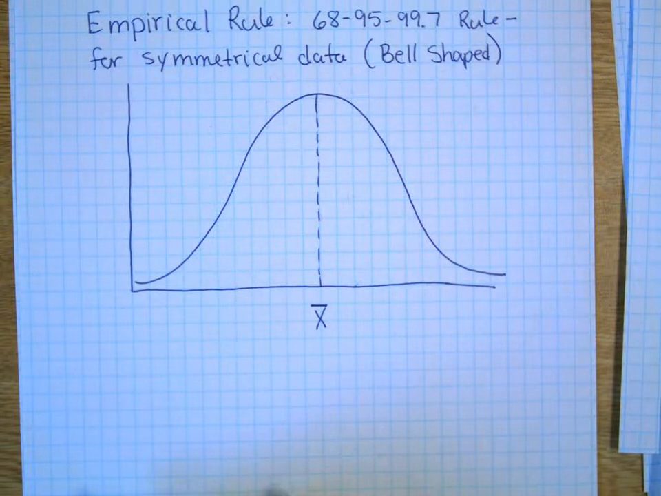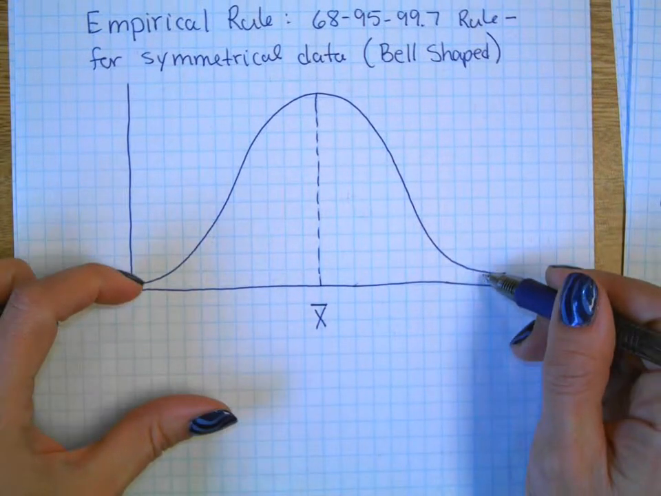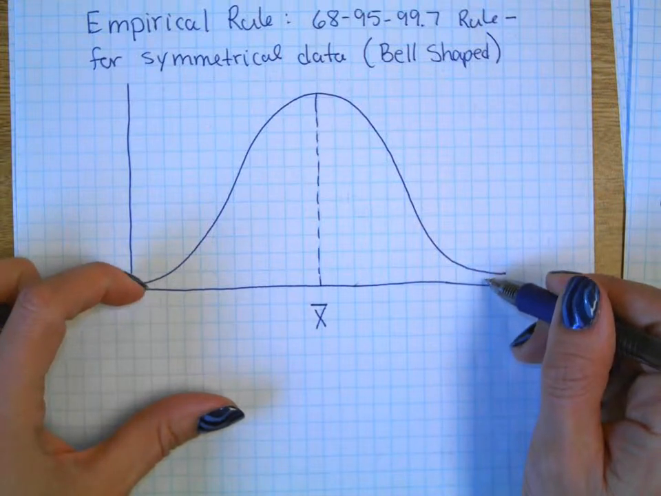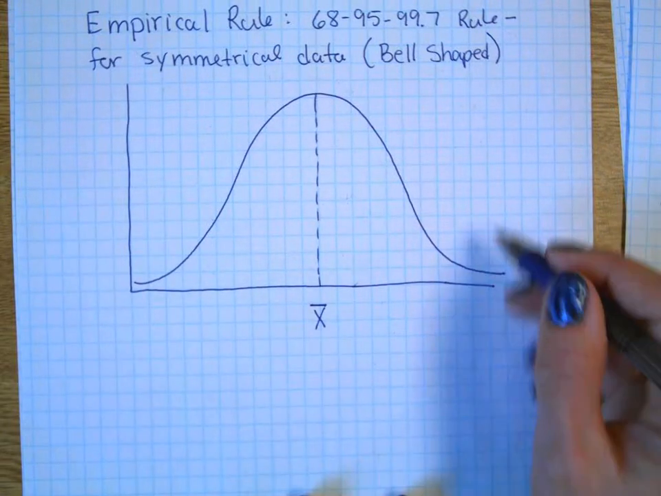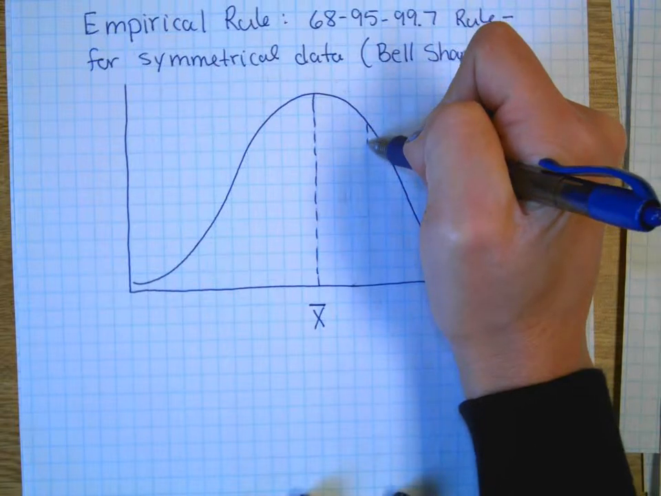Okay, and what we're going to do is move 1, 2, and 3 standard deviations away from that mean. How big is the standard deviation? Depends on the data set. But for this graph, I'm going to make the third standard deviation start about where it starts to tail off here. So I'm just going to estimate. I want a division about here.